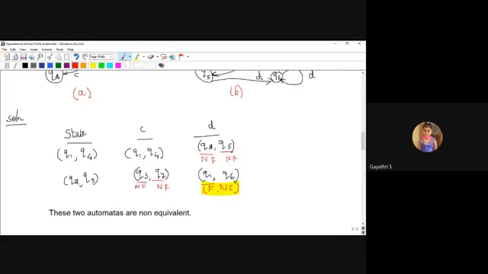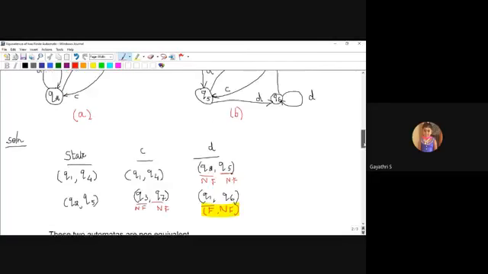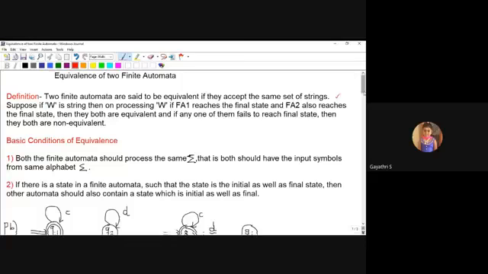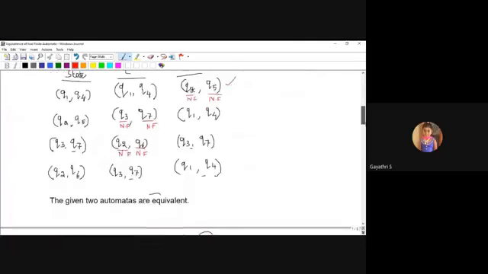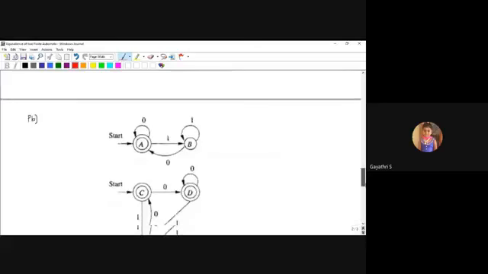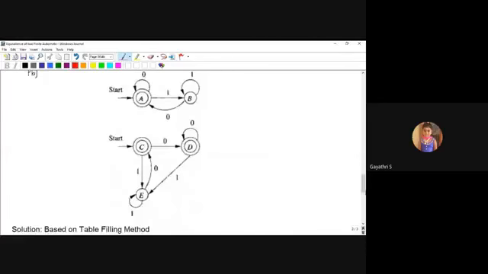Okay. So now, this is the definition part. Then the basic conditions of equivalence and first two problems are almost over. Next, I will come with one more problem. This is the textbook problem.